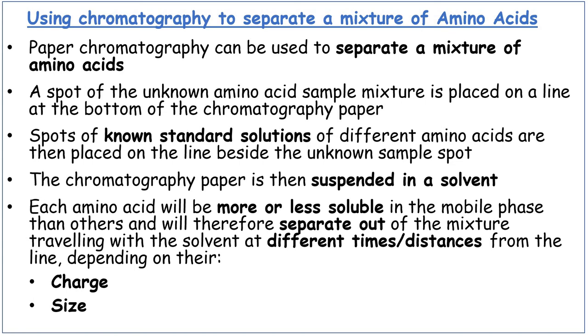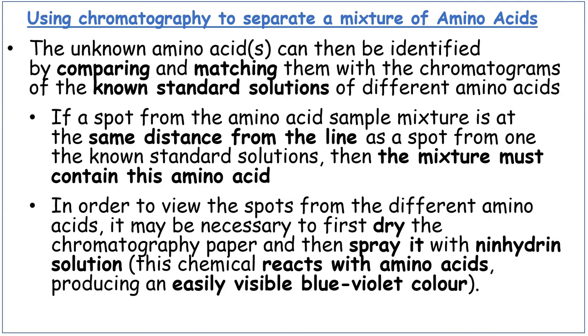Each amino acid will be more or less soluble in the mobile phase than others and will therefore separate out of the mixture, travelling with the solvent at different times or distances from the line depending on their charge and their size. The unknown amino acids can then be identified by comparing and matching them with the chromatograms of the known standard solutions of different amino acids. If a spot from the amino acid sample mixture is at the same distance from the line as the spot from one of the known standard solutions, then the mixture must contain this amino acid.